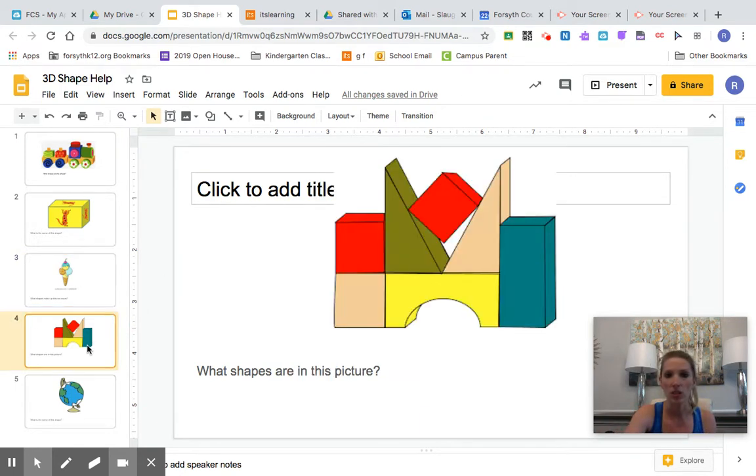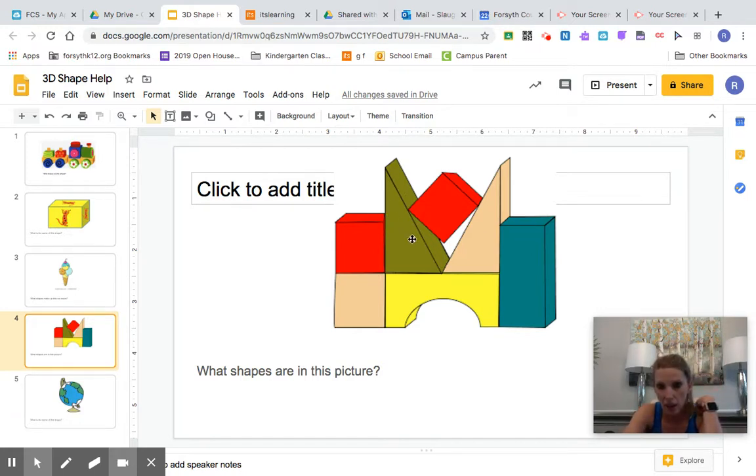The next question said, what shapes are in this picture? Now, a lot of you said that there were squares in this picture, but look carefully. These are not squares because squares are flat like a pancake. And I can tell this is a 3D shape. So a 3D shape of a square is called a cube. It's only showing part of the cube. But this is a cube, this is a cube, and this is a cube. And then this right here is a rectangular prism. I know it because I see a rectangle here, long, short, and it's a 3D shape. So we call that a rectangular prism, not just a rectangle, because it's not flat like a pancake.